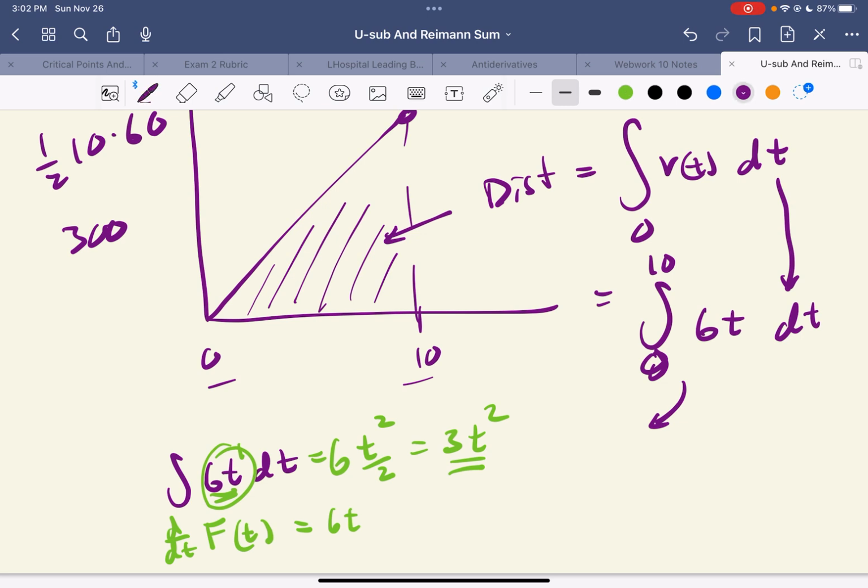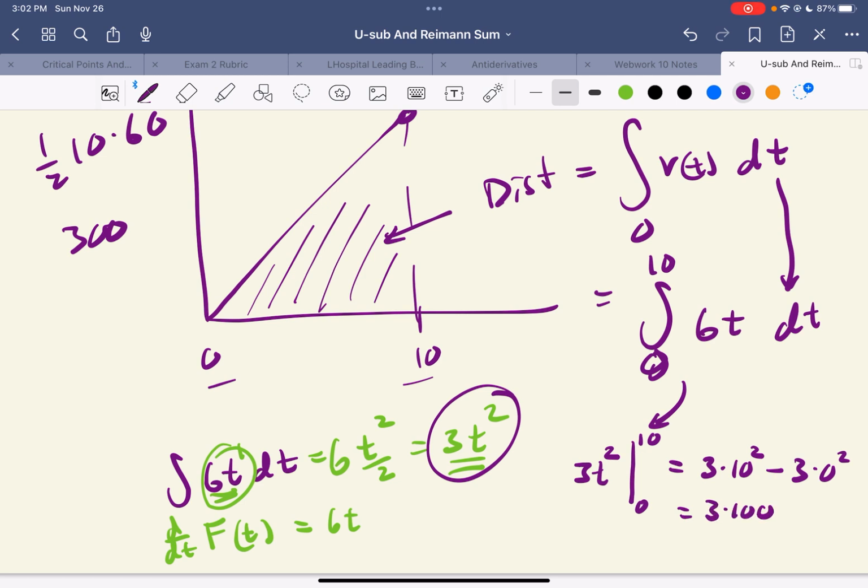What we're going to find out is the reason we use all these symbols. If you have this function, 3t squared, in math we tend to put these little values at the top and the bottom to mean evaluation. When you have this vertical line, it means you evaluate the top number, 3 times 10 squared, minus evaluating the bottom number, 3 times 0 squared. And what is this? That's 3 times 100. And hey, look at that, we got 300 yet again.